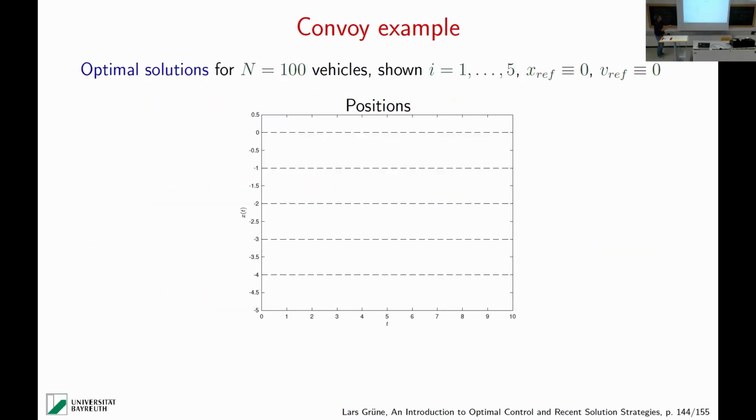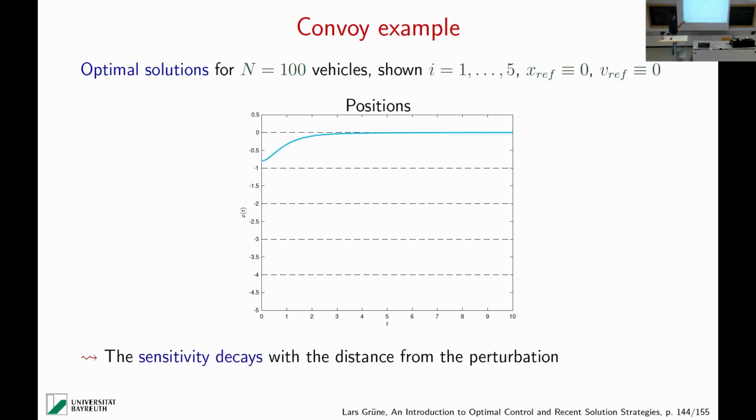And what I'm showing you is the optimal solution for 100 vehicles, but I only show you the first 5 here. For simplicity, I have set all the references to 0. That doesn't really matter because it's a linear problem, whether we look at the error system or true system. And so these are the positions where the cars should be. So capital L is equal to 1. Here, this is where the first car should be. This is where the second, the third, fourth, and so on.